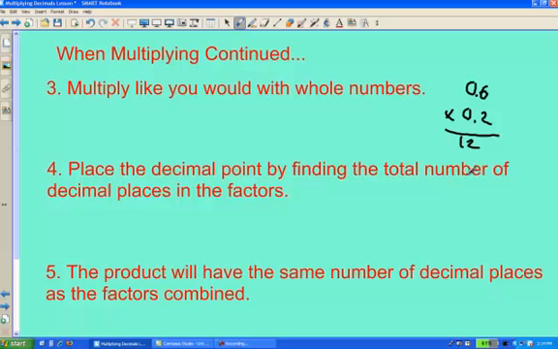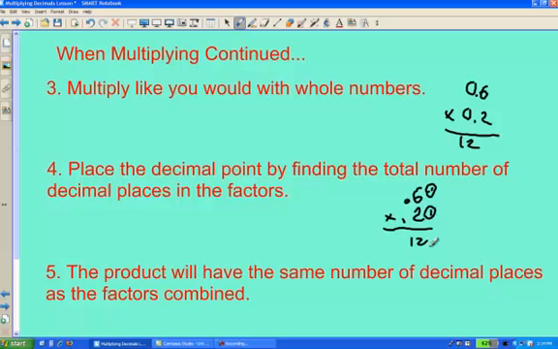And then number 4, this is key. Place a decimal point by finding the total number of decimal places in the factors. What does that mean? So let's go back to our original example, 0.6, and I have 0.2, and these are being multiplied together. So I got 12 for my answer, and what it's saying is place a decimal point by finding the total number of decimal places in the factors. 0.6 is a factor, right? It's a number we multiply. There's one number after the decimal. 0.2 is another factor. There's one number after the decimal.